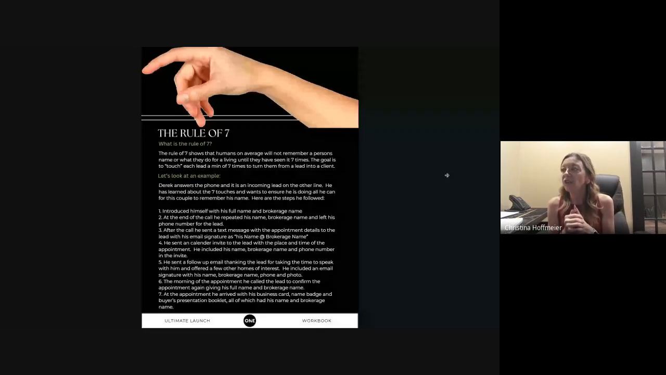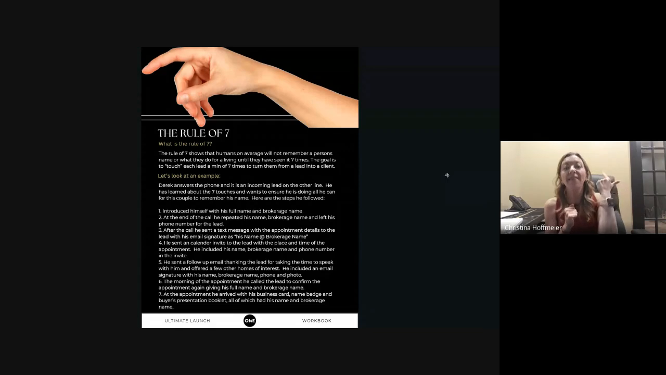He sends a calendar invite to the lead with the place and the time of the appointment. He includes his name, brokerage name, and telephone number in the invite. So they've talked to him on the phone. He said his name twice, once at the introduction, once at the ending. Then he sends him a text message thanking them for communicating with him and reminding them of the appointment. And then he sends a calendar invite, which just dumps into his calendar with his information in there.